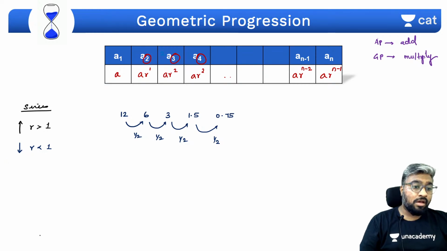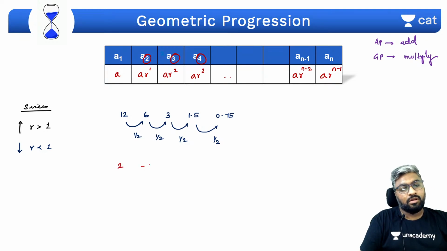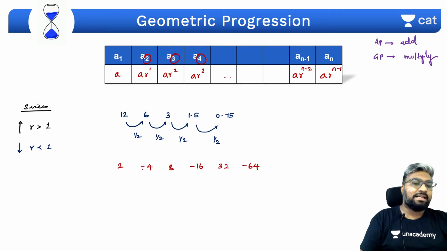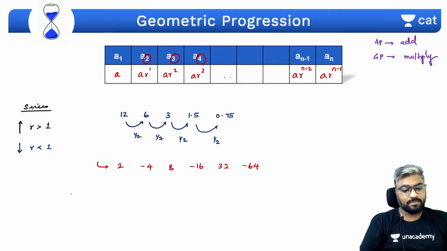Understood? What if your sequence was like this, pay attention here: 2, -4, 8, -16, 32, -64. Is this geometric progression increasing or decreasing, guys? Is it increasing or decreasing, tell me quickly. This particular sequence, is it increasing or decreasing? Anyone?